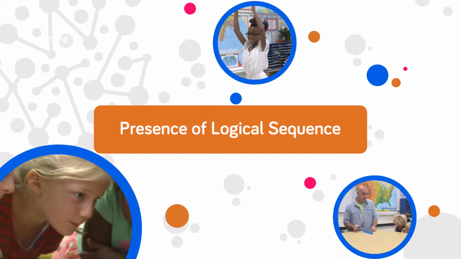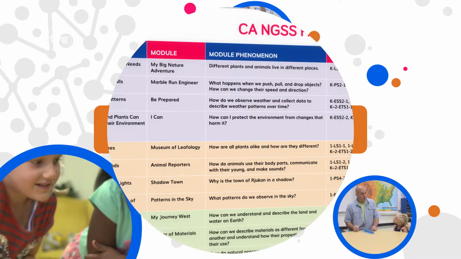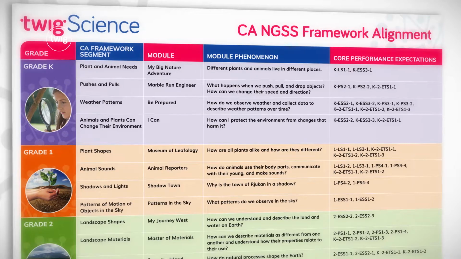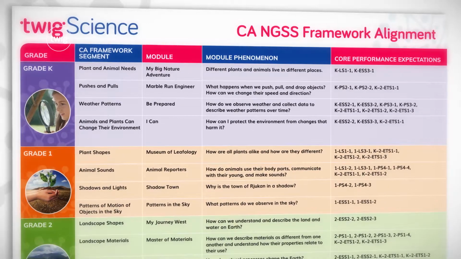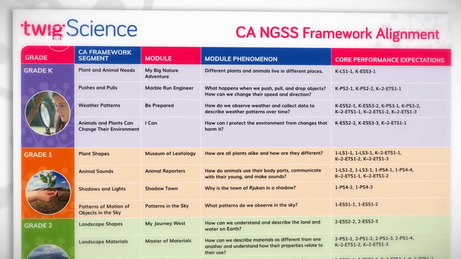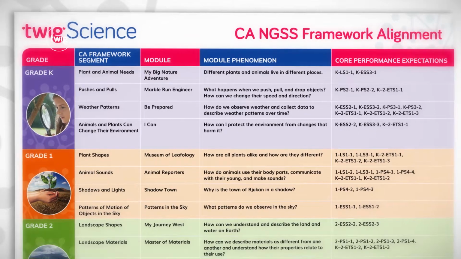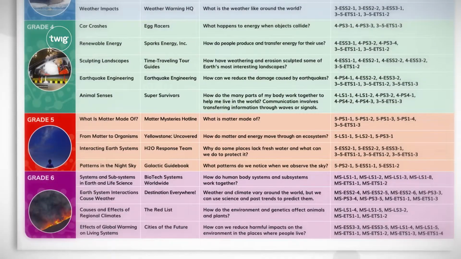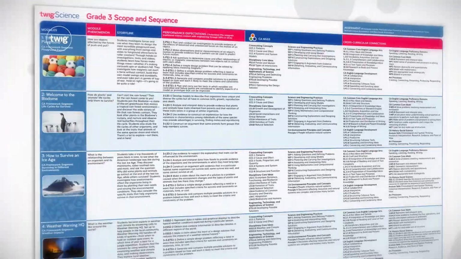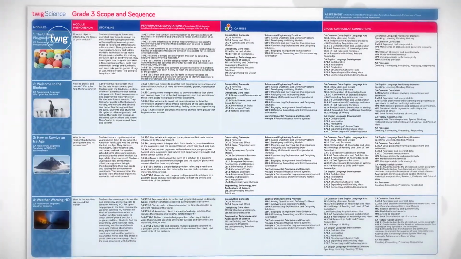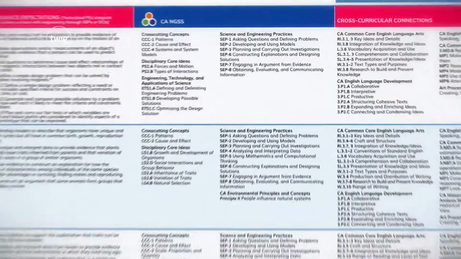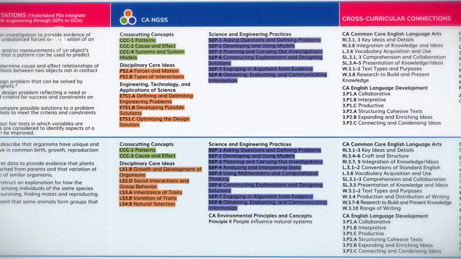Now let's take a closer look at the sequence. The NGSS framework alignment sets out a clear and logical sequence for the 3 dimensions across every grade from K to 6. Within each grade, the scope and sequence clearly identifies the sequence of the modules and the 3 dimensions that each module targets.